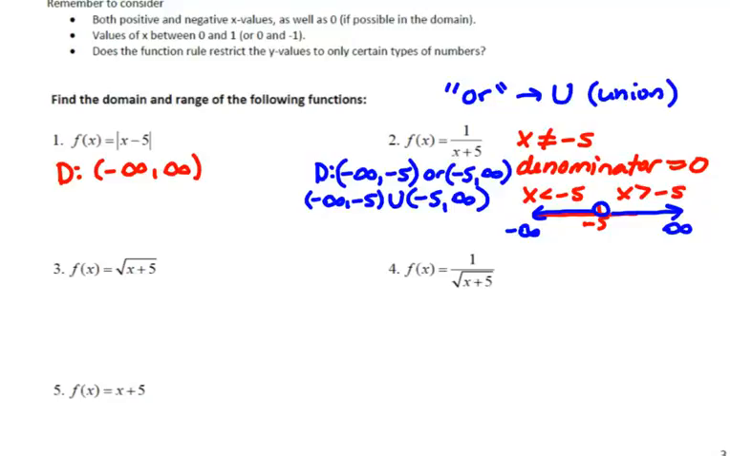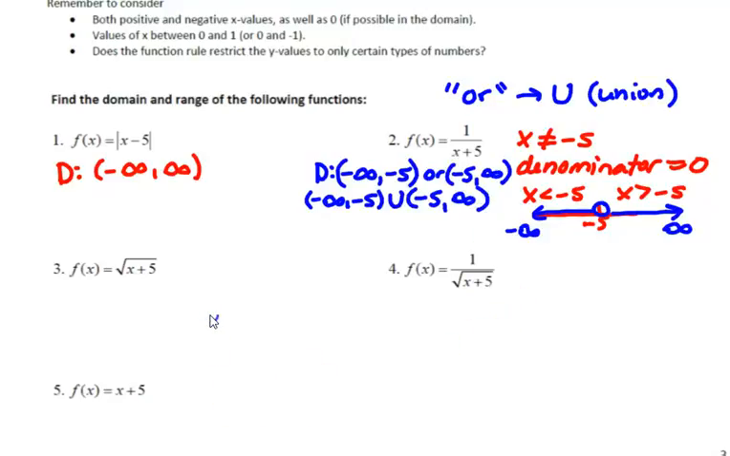In a simpler way, we could say all real numbers except for -5. That's basically what we're saying: all real numbers except for -5. We go from negative infinity to -5, then we have this little gap, and then from -5 to positive infinity. Okay, the next one.